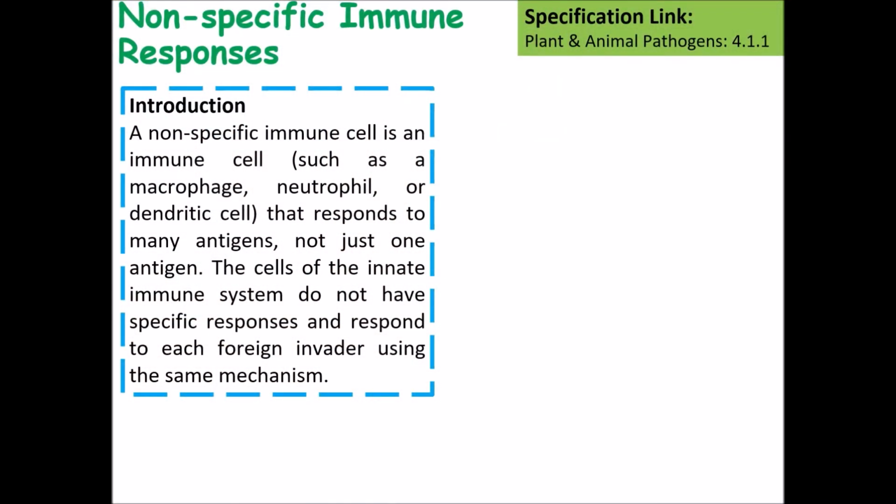A non-specific immune response cell is an immune cell such as a macrophage, neutrophil or dendritic cell that responds to an antigen, not just to one type of antigen but many antigens. The cells of the innate immune system do not have specific responses and do not respond to each foreign invader using the same mechanism.